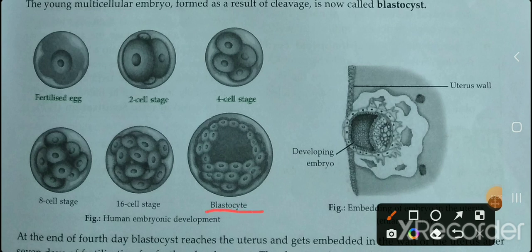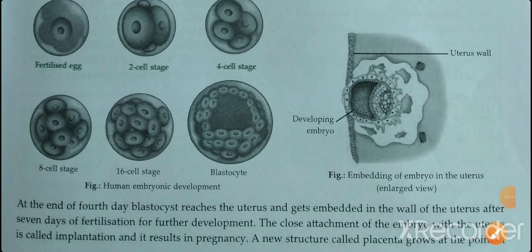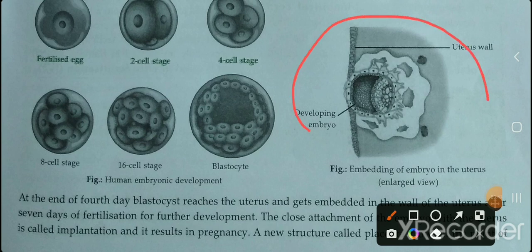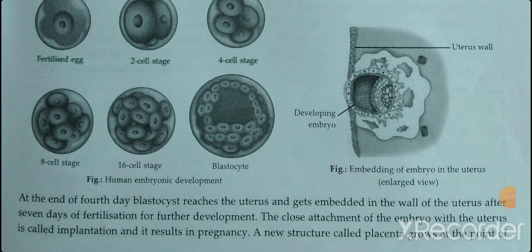Now this blastocyst, which is in the fallopian tube, will reach the uterus and get embedded in the wall of the uterus like this. This is called implantation. Further development of the embryo will take place. This implantation of the embryo is what we call pregnancy. Only at this time, if they test for pregnancy, it will give a positive result.